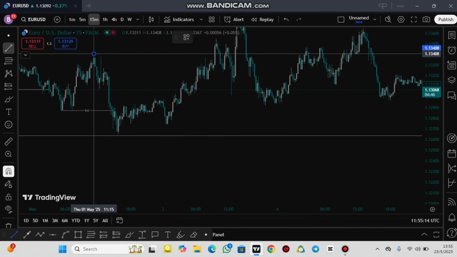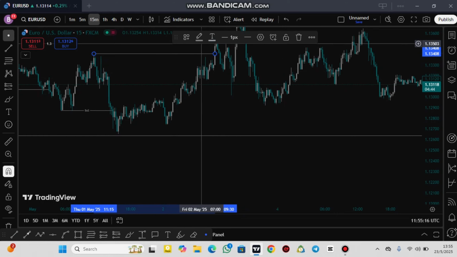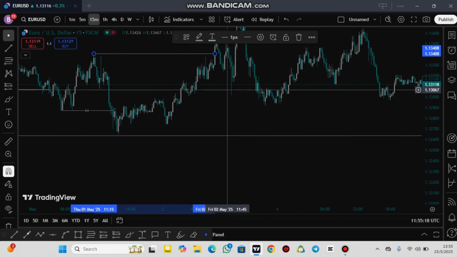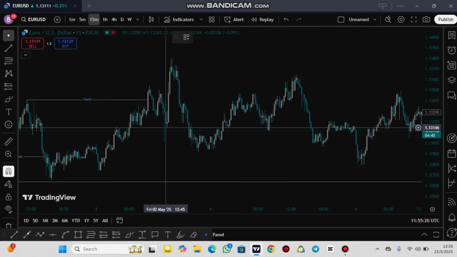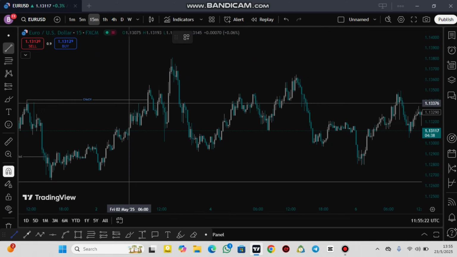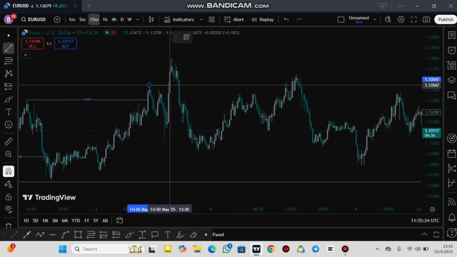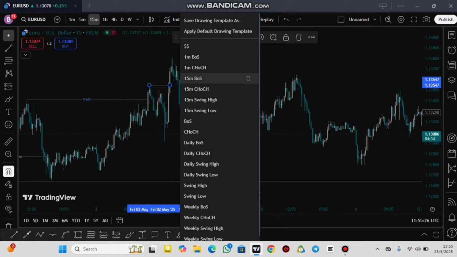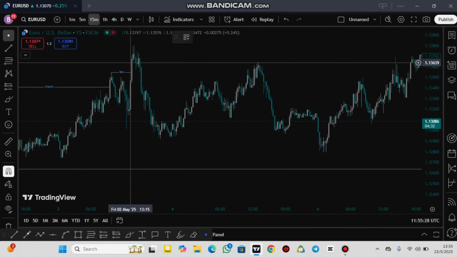Creating a change of character to the upside. Okay, right? M15 change of character. Price gives us a pullback and then runs up again, right? We have our break of structure. Okay, cool. And then price sells down again, right? This is the ranging I'm talking about.